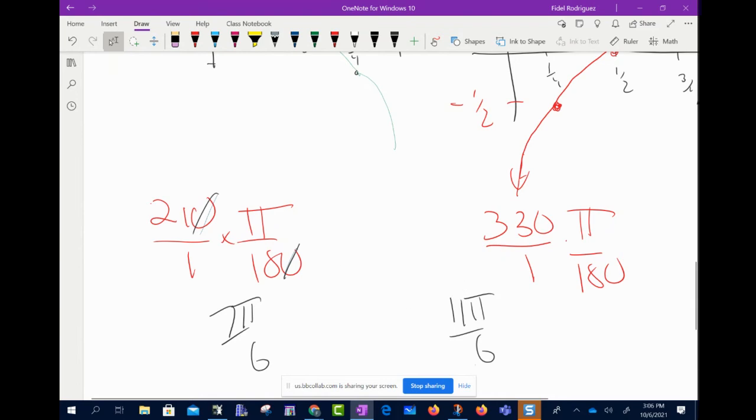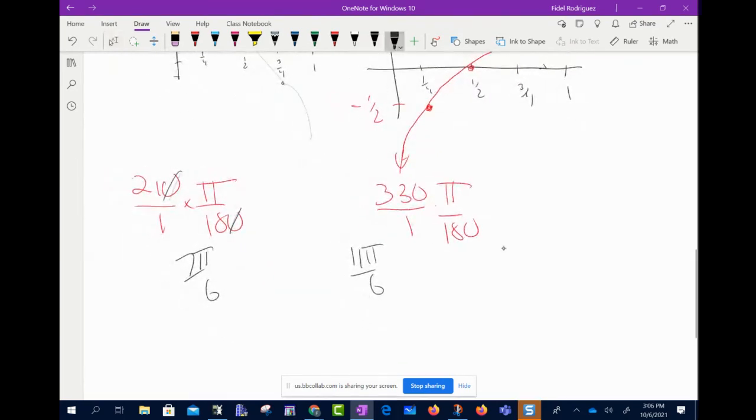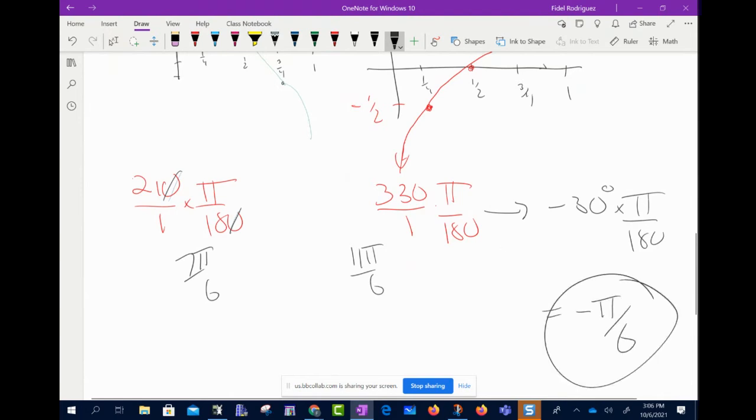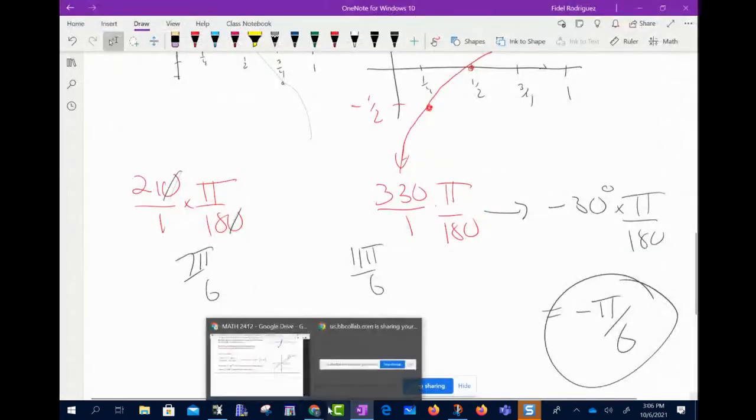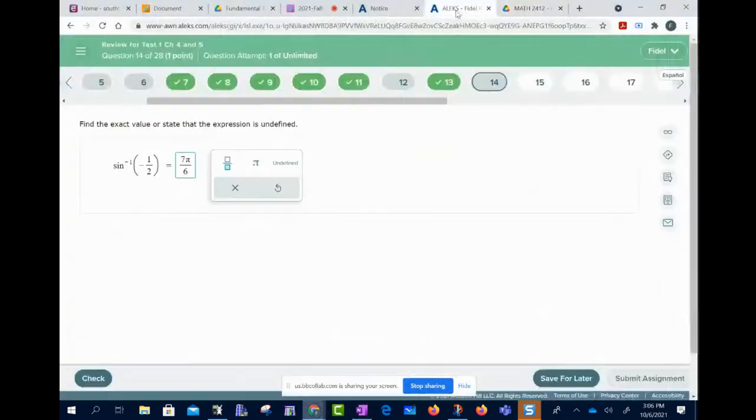But think about it this way. 330, wasn't that also the same thing as negative 30 degrees? That's why your calculator was giving you that. So this here should be a negative pi over 6. That's what my answer is going to be. When I come back over here, trying to find my problem, here we go. We should just end up with negative pi over 6. Maybe check.